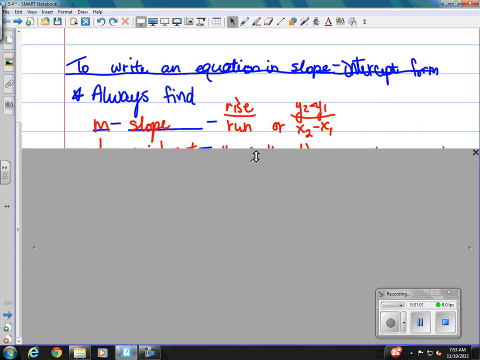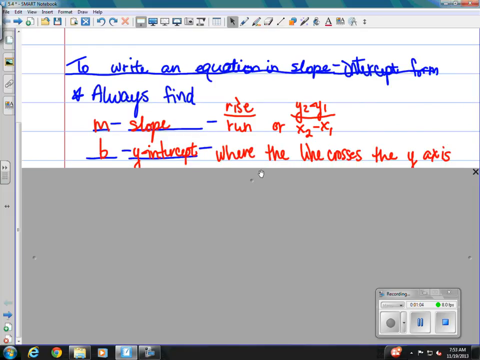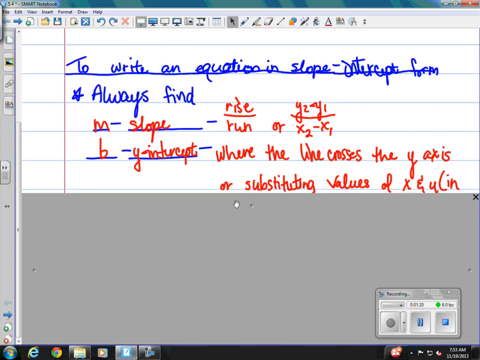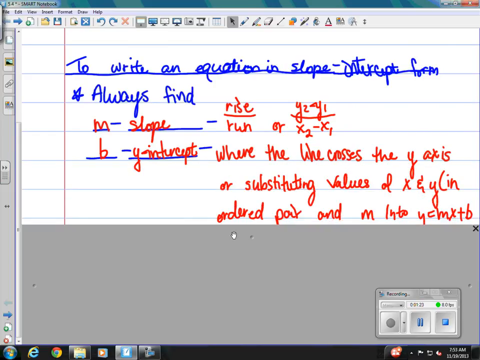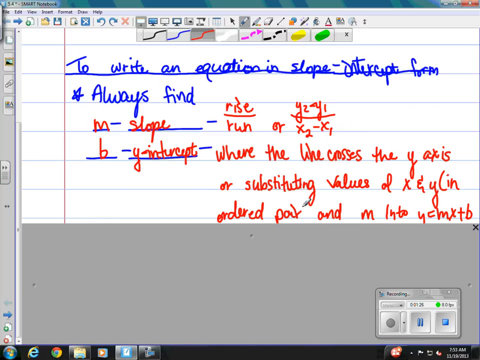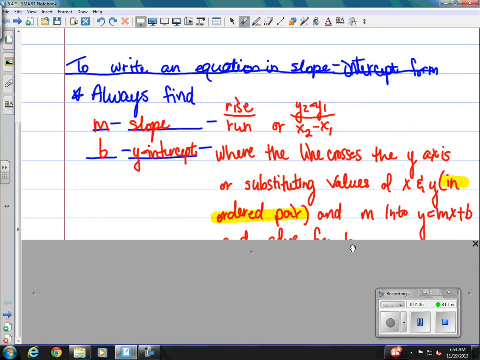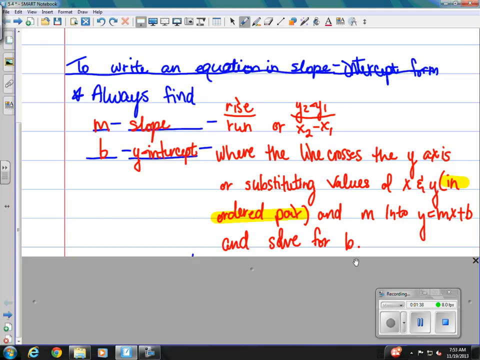The second thing we always have to find is our b, which is our y-intercept, or where the line crosses the y-axis. So if we're looking at a graph again, we're going to look to where the line crosses the y-axis because it's the y-intercept. Or, let's say we're not given a graph, we find it by substituting values of x and y, which are from your ordered pair. So, in ordered pair, that's important. And our slope into y equals mx plus b and solve for b. So there's two ways to find our y-intercept. It's either where the line crosses the y-axis, or we solve for b.